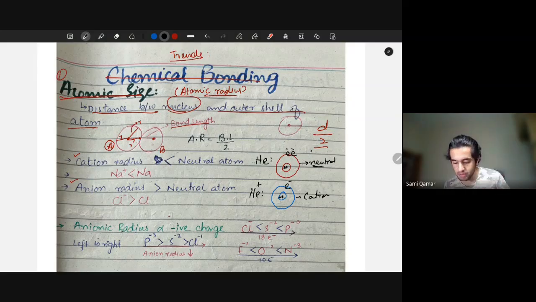Now, neutral atom. In a neutral atom, what happens? These 2 protons are attracting these 2 electrons. So it means that their force is equal. They are cancelling out each other. That's why it is neutral. Now we are having 2 protons and 1 electron. So it means we have 1 extra proton. That's why we are getting kind of positive here. This is the main reason.